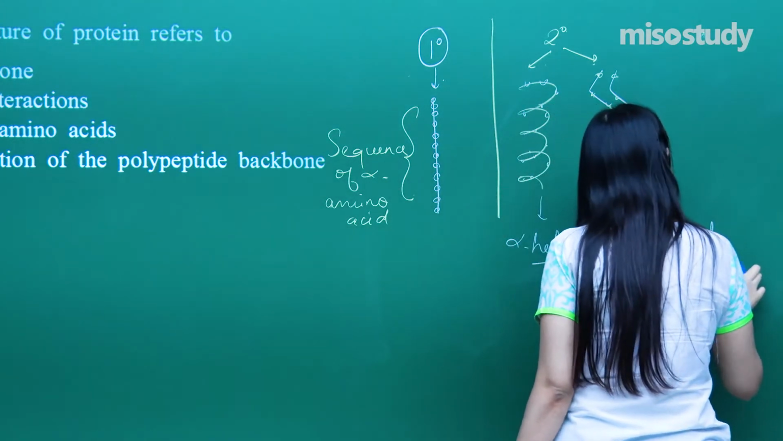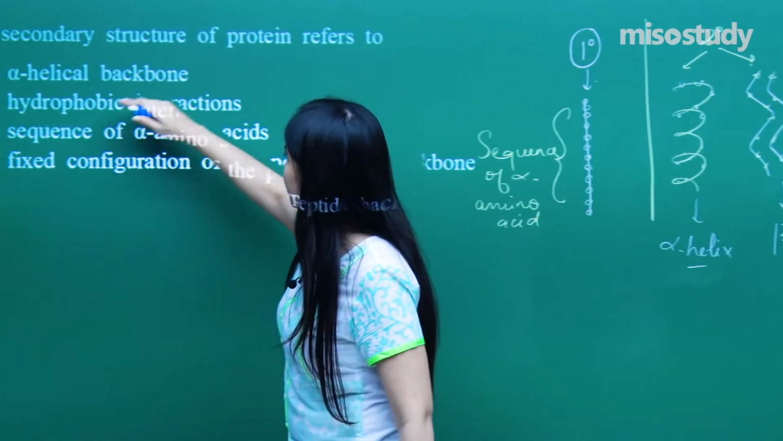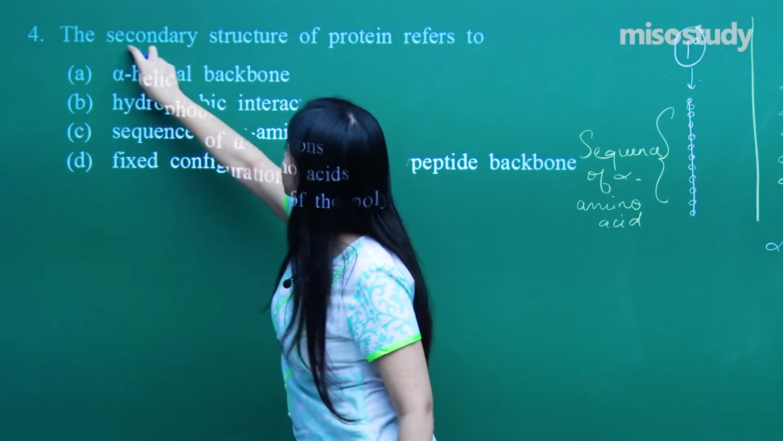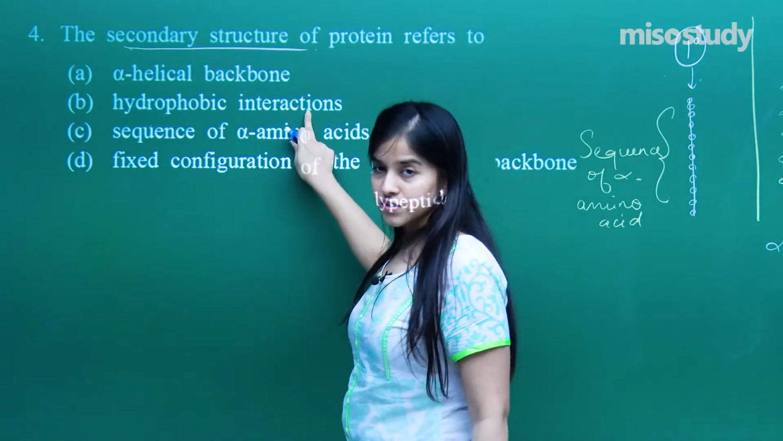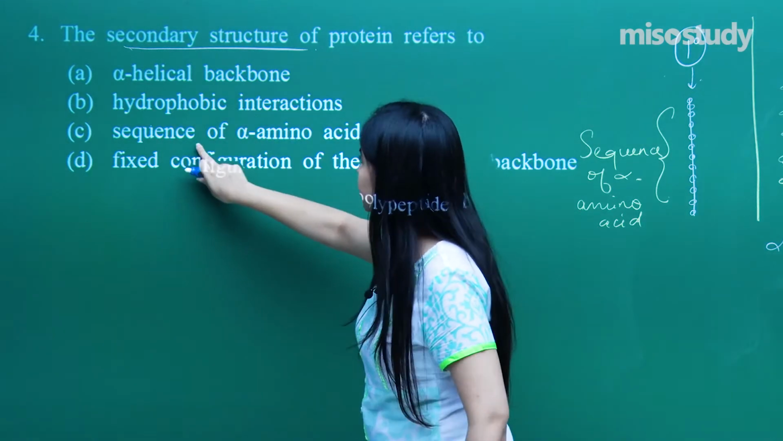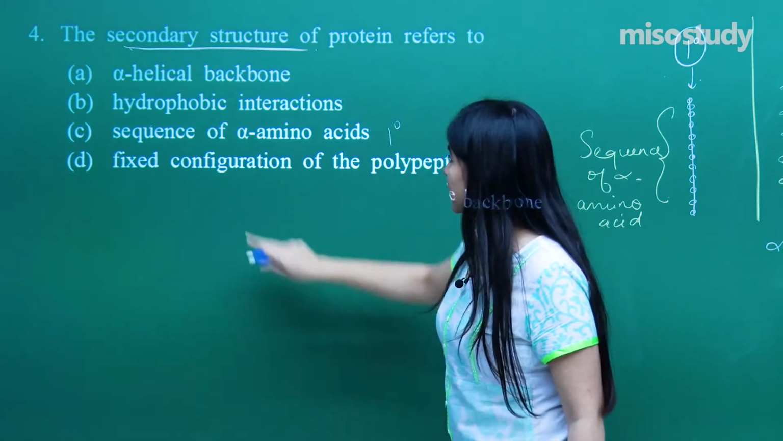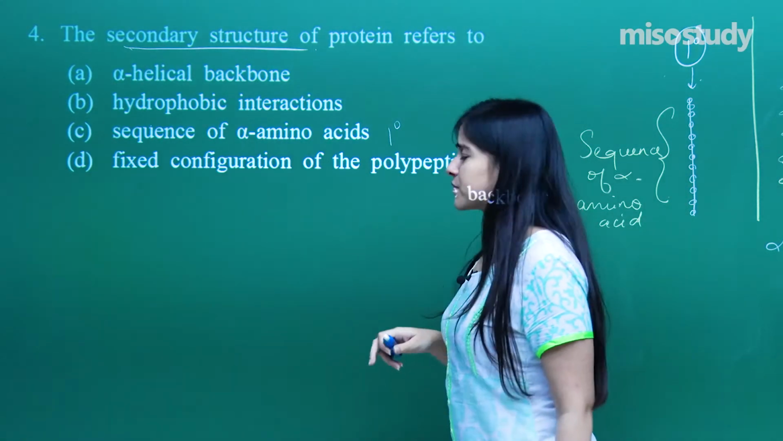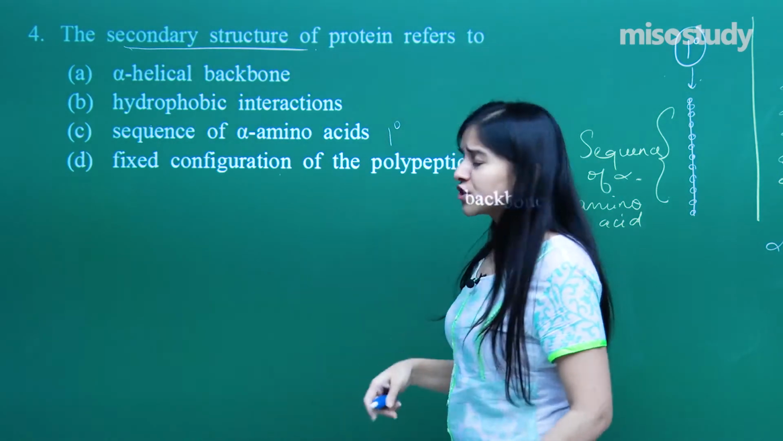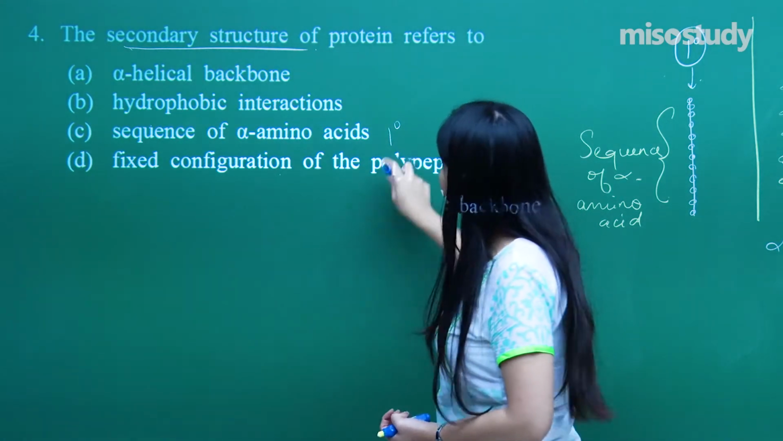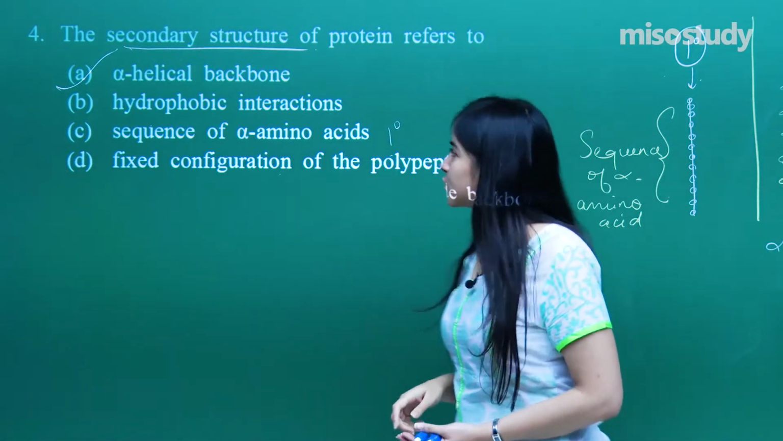So I hope everybody is able to recall the concept over here. Let us just mark out our option. So it's alpha helical backbone. They're asking about the secondary structure. So alpha helical backbone, hydrophobic interactions. It is not hydrophobic. Sequence of alpha amino acids, no. It is represented by the primary. Fixed configuration of the polypeptide. So that is not also the case. Fixed configuration may or may not be there. So what do we have? A as the answer. I hope everybody has followed up.